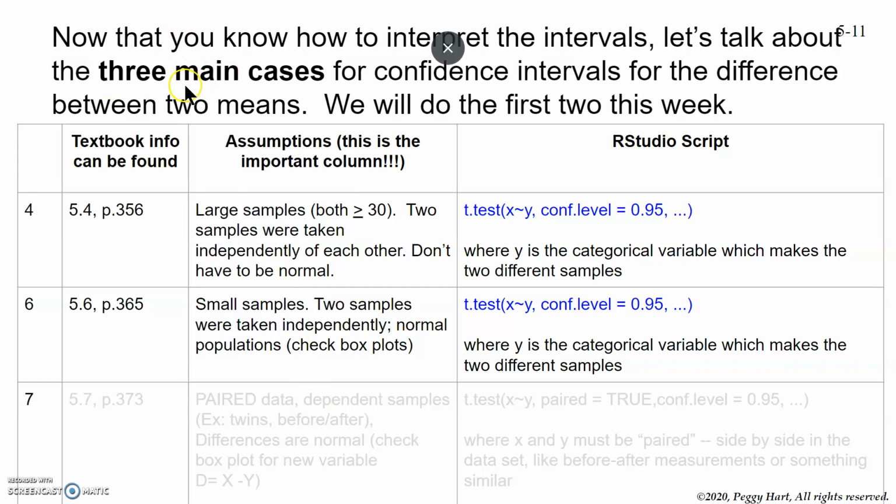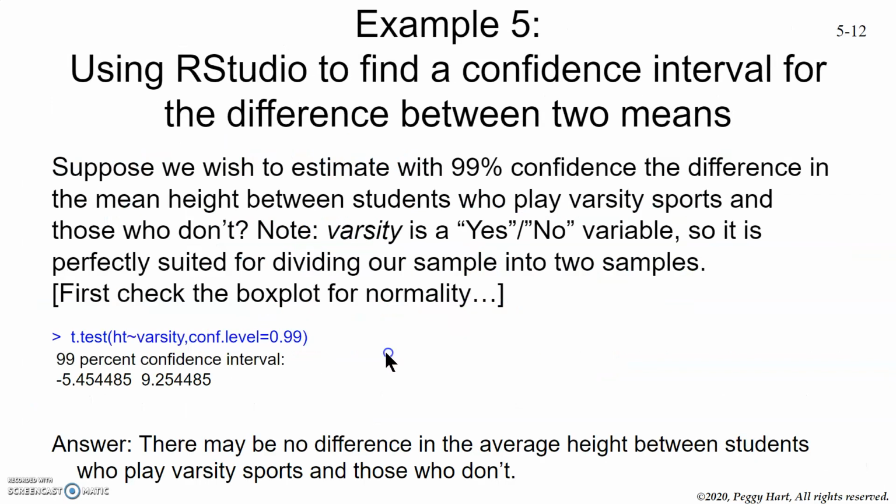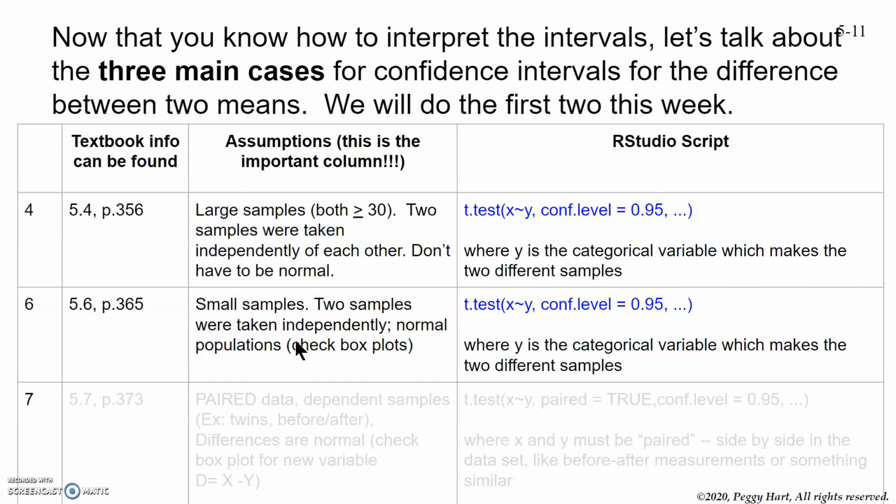Okay, so let's talk about the three main cases for confidence intervals for the difference between two means. We're going to do these first two right now. I think this is row 4, which is 5.4 of your table, and this is row 6, which is 5.6. This is for large samples, this is for small samples. Notice for small samples, you need to check a box plot of the variable, okay?